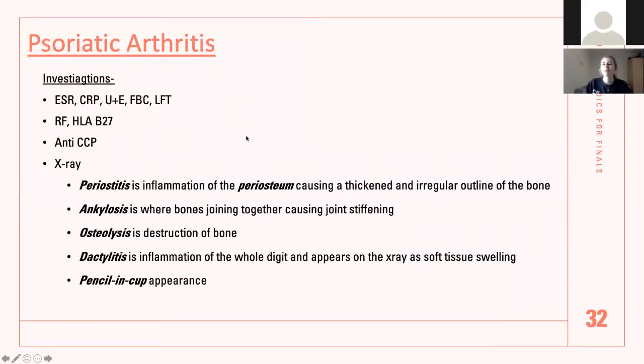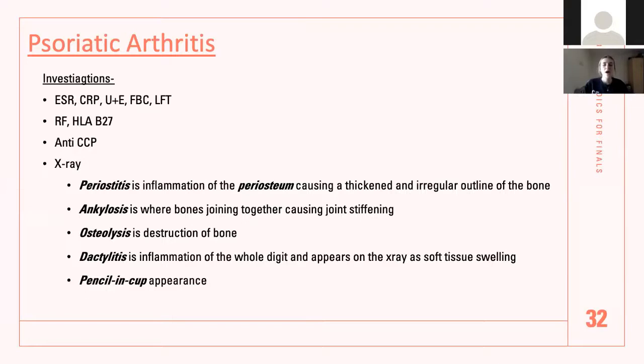So some investigations you do for psoriatic arthritis. You'd want to take the ESR, CRP, U&Es, full blood count and liver function tests. You'd also check for rheumatoid factor and HLA-B27. You'd check for anti-CCP antibodies as well. And then a classic X-ray change to the digits would be a pencil-in-cup appearance.